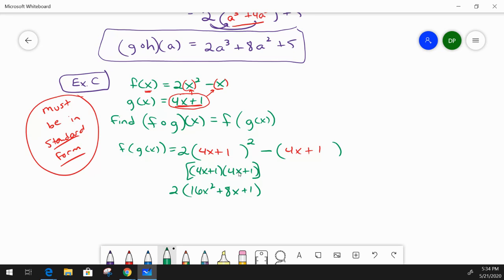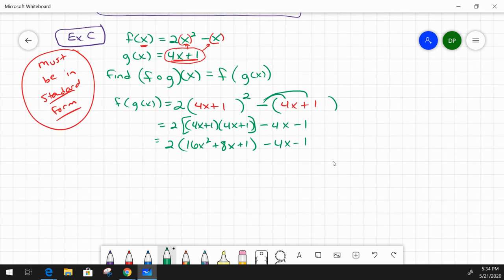I have a 2 to distribute here on the outside. But I can also start this step over here. This one doesn't have an exponent, so I can distribute the negative, which would change both those signs. So I'm going to have a minus 4x minus 1. So I'm almost ready to combine like terms.